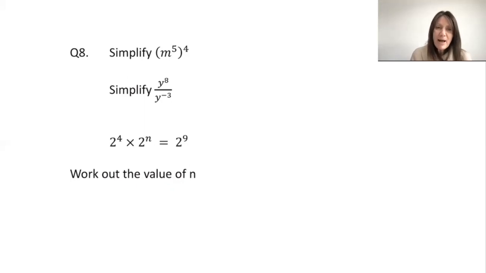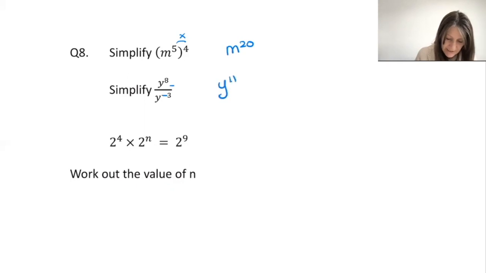Okay, so a power to a power means that we multiply. So I've got m to the 20 for this one. We've got a division here, 8 minus, and then I've got minus 3. So I've got that double negative creating a positive. So the final answer for that one is y to the 11.